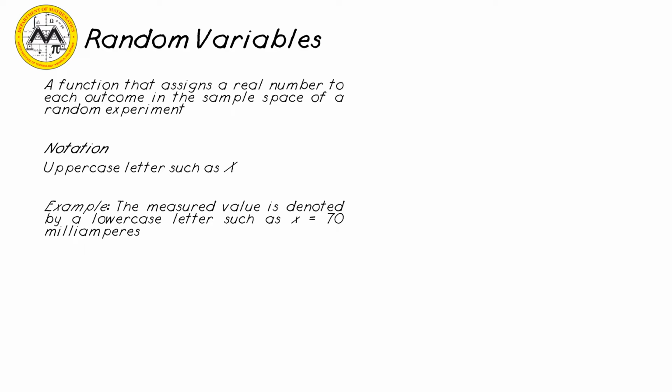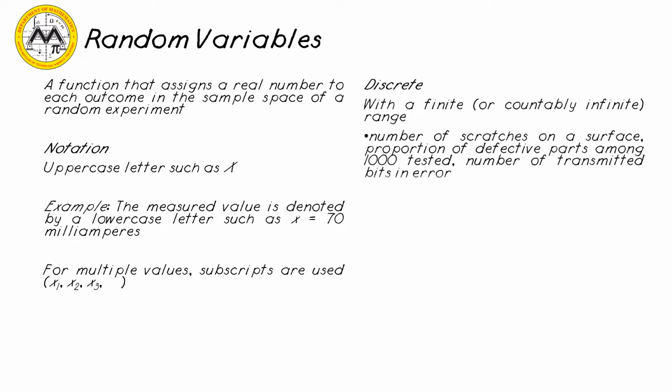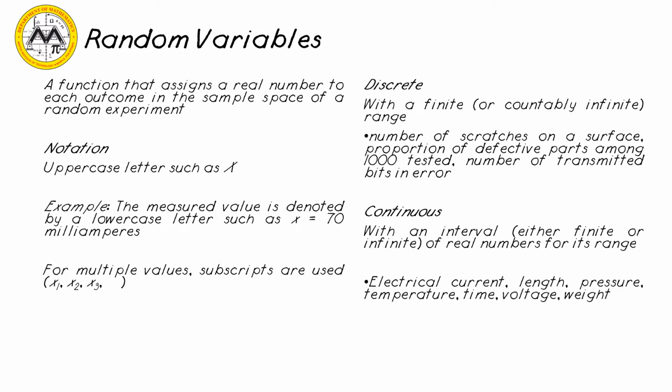So let the random variable X be the measured value of current. So the measured value is denoted by a lowercase such as x equal to 70 milliamperes. For multiple values, subscripts can be used. Our random variables can be discrete or continuous. It is discrete if it has a finite or countably infinite range, while it is continuous when it is based on a specific interval.